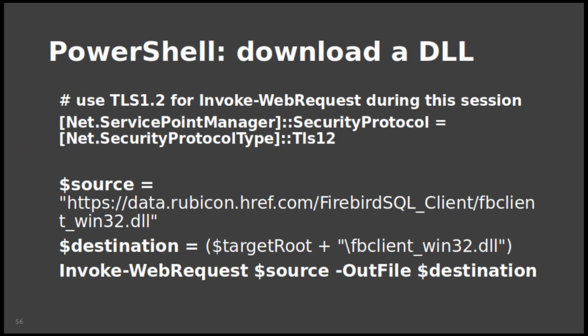In this example, we are downloading the Firebird SQL Client DLL for Win32 from an archive on S3 that Href Tools maintains separately from the main Firebird project. It is just a copy of the DLL file, nothing special. The PowerShell syntax is fairly simple. Then you just define the source URL of the large file to download and the destination file on the local disk. Invoke web request does the actual work of downloading.